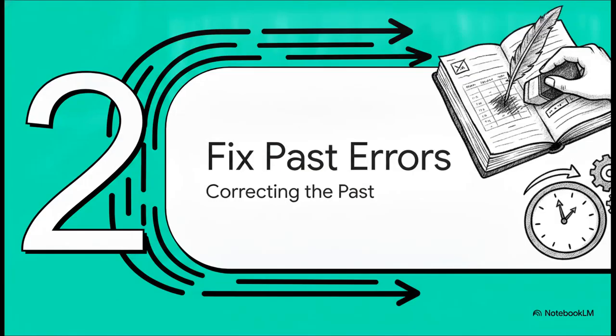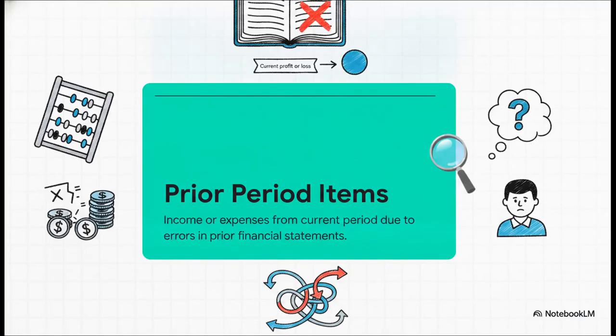Let's move on to Section 2. Fixing prior period errors, correcting the past. This brings us to what we call prior period items. AS5 defines these really clearly. They are income or expenses arising in the current period as a direct result of errors or omissions in the preparation of financial statements from one or more prior periods.